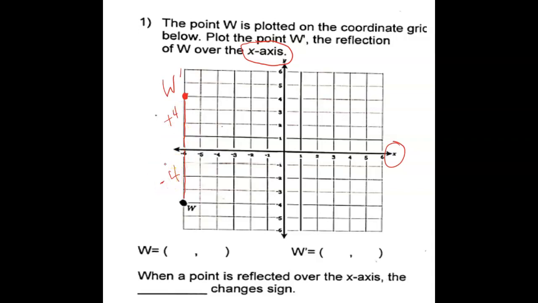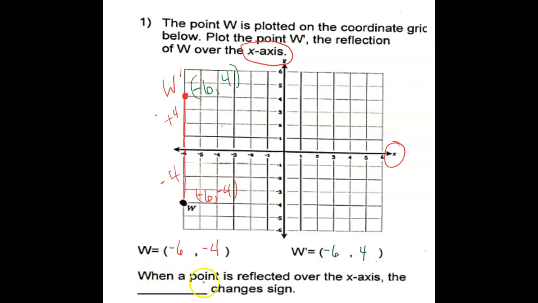So let's take a look at the coordinates and what happens to those coordinates. The coordinates of W would be -6, -4. Okay, so -6, -4 are the coordinates. What are the coordinates of W prime? Well, we are still at -6 and we're going up 4 as the reflection. So W prime, the coordinates are -6, 4.